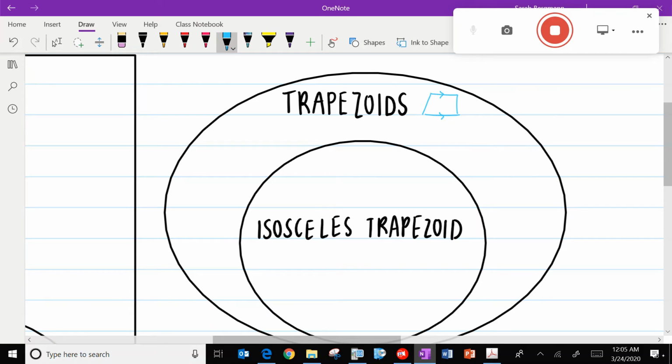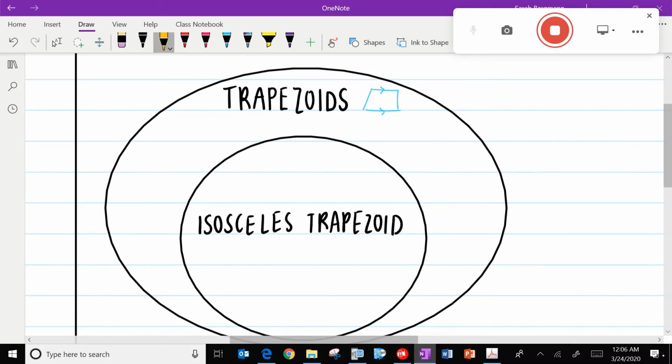There's one special thing we know about trapezoids. The mid-segment of the trapezoid is the average of the lengths of the bases. So remember, the mid-segment is this segment that connects the midpoints of the legs, and the length of that segment is the average of the lengths of the bases.